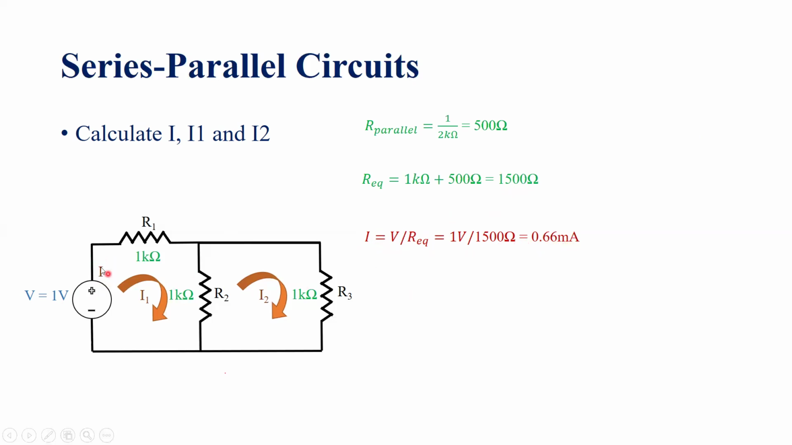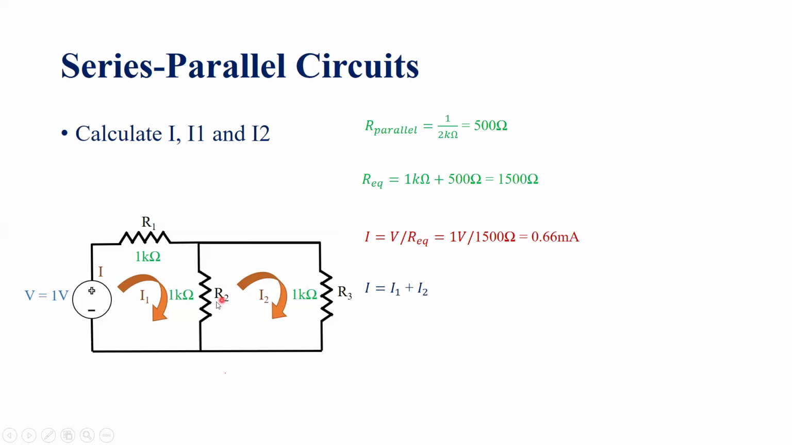This is the current I that is coming out of the positive pin of the voltage source. Or we can say this is the value of a current that is being sourced into the circuit. Now we know that this current I is equally split between two equal currents, that is I1 and I2.